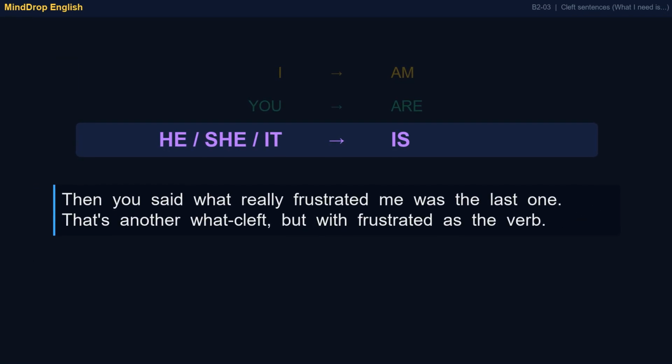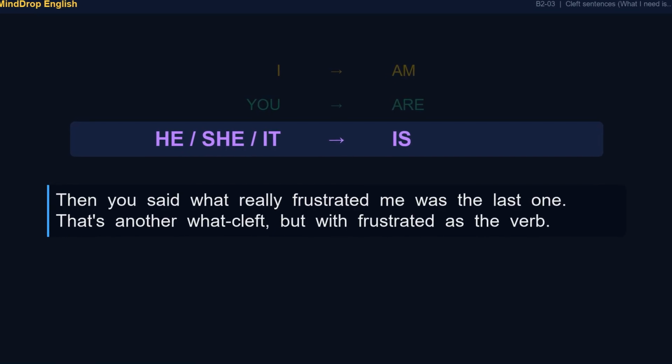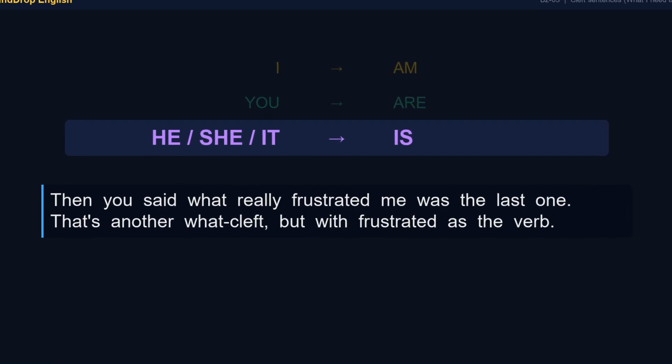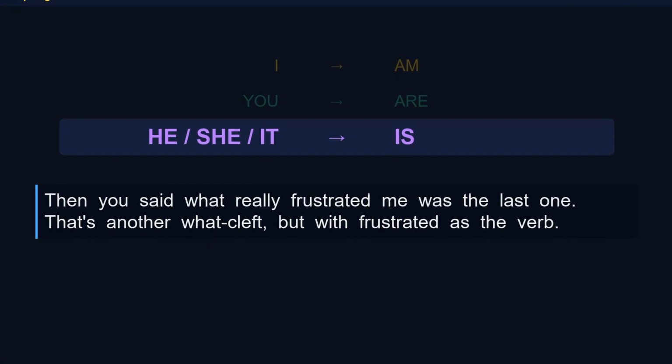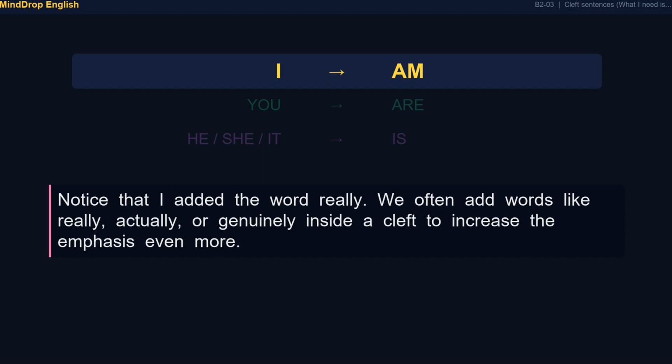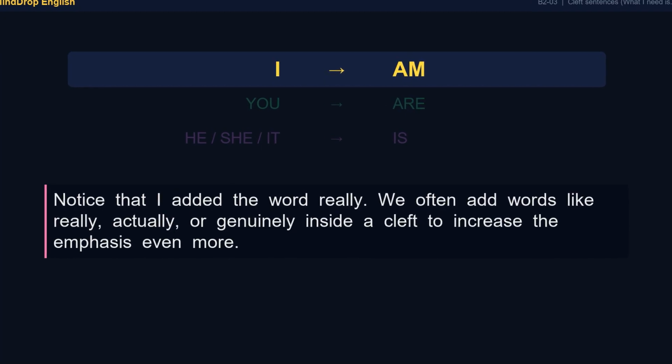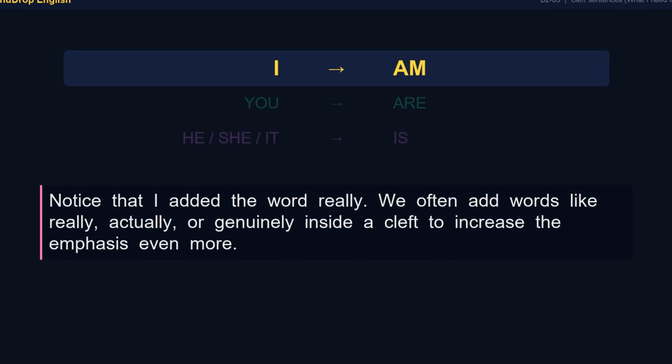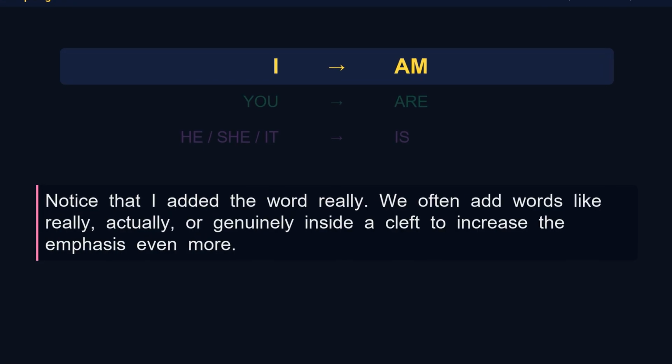Then you said what really frustrated me was the last one. That's another what cleft, but with frustrated as the verb. Notice that I added the word really. We often add words like really, actually, or genuinely inside a cleft to increase the emphasis even more.